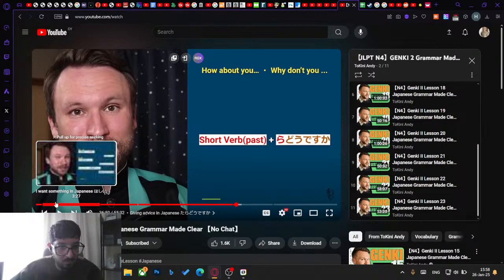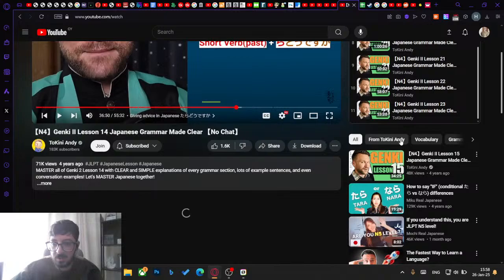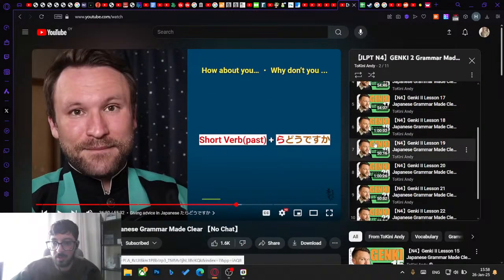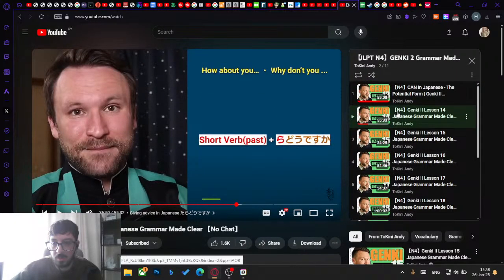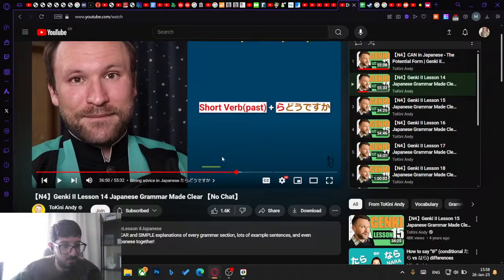Hoshi, I remember. The first Genki is for JLPT N5, and the other one like N4. I think N4, he writes here N4. This is the second Genki book. I don't know if it's N3, but it's definitely N4. Maybe it has some N3. I don't know.